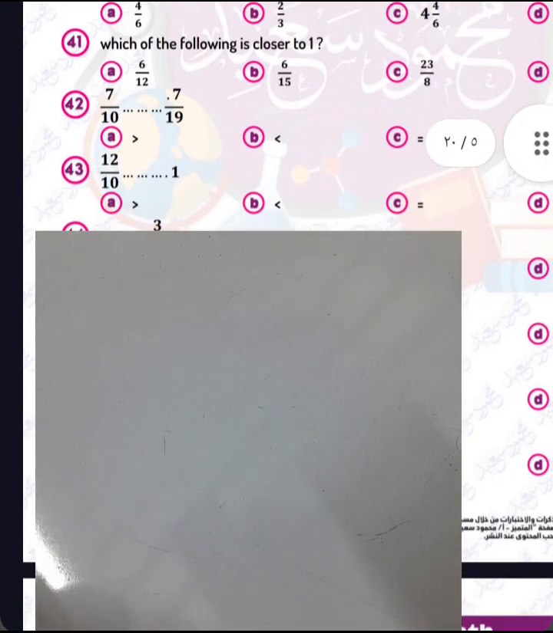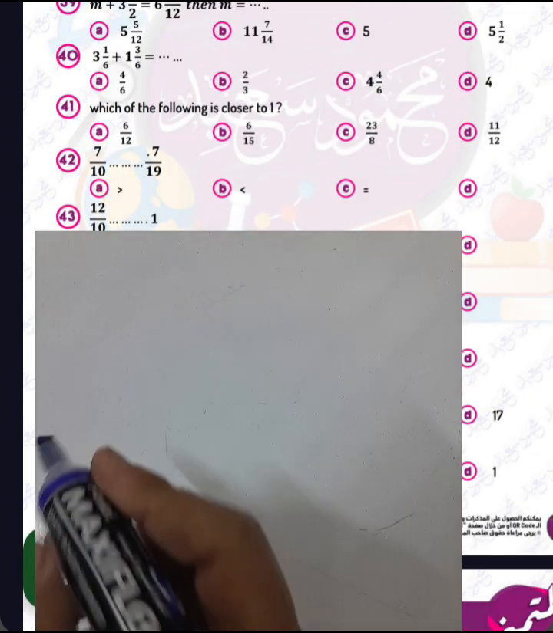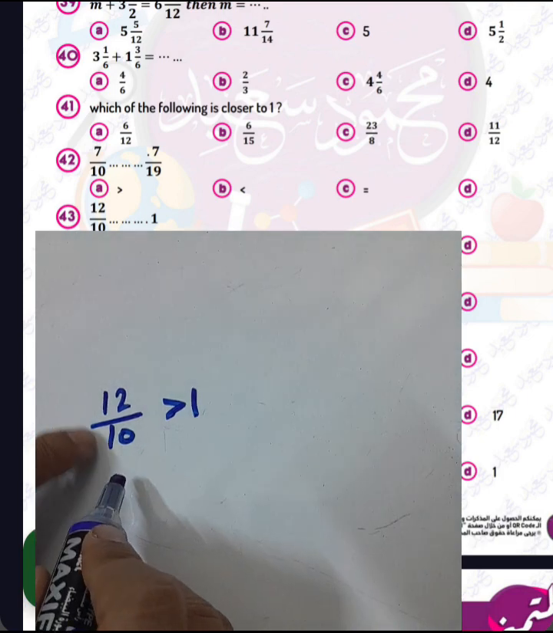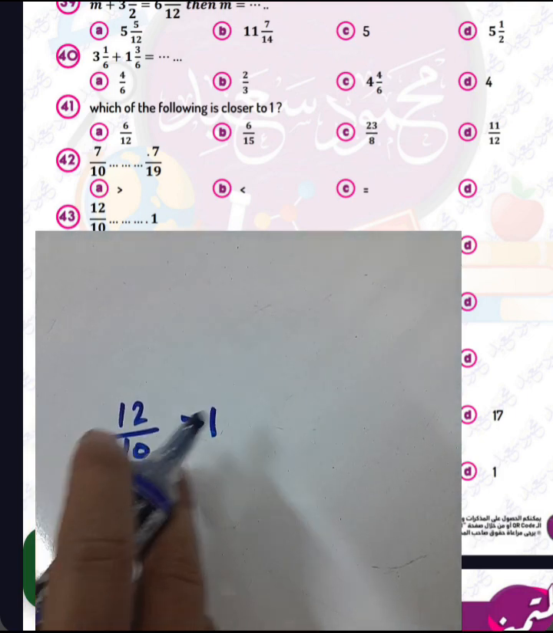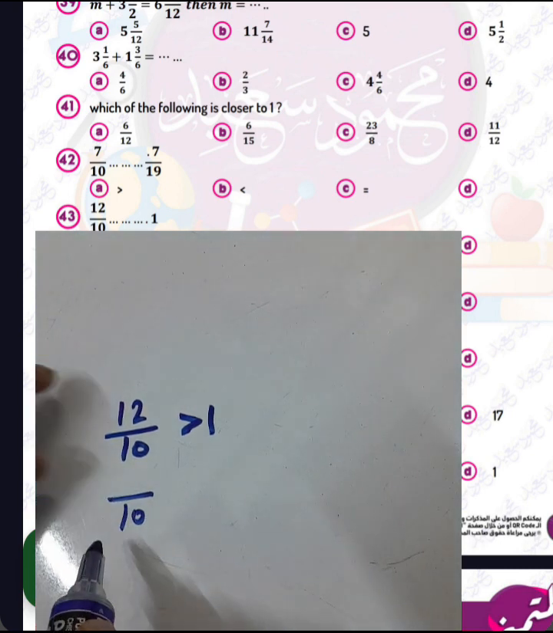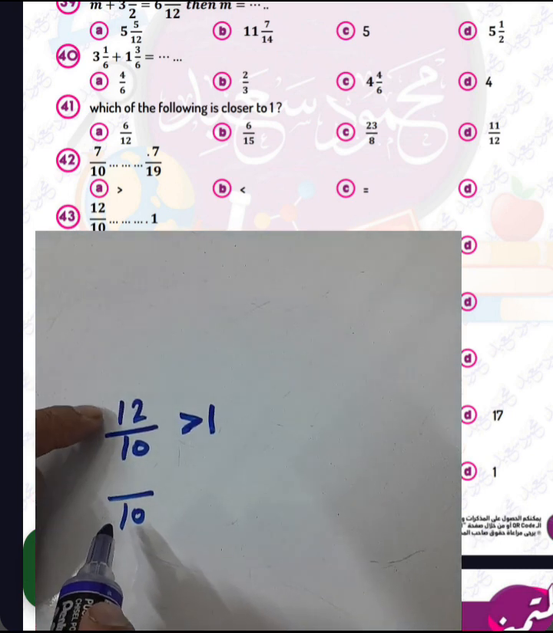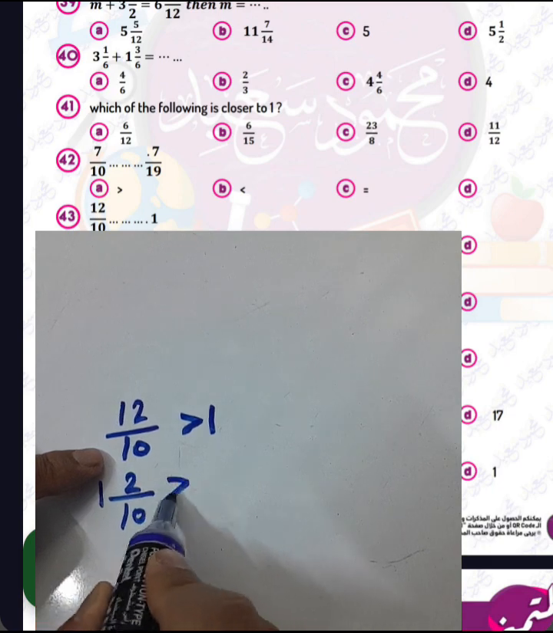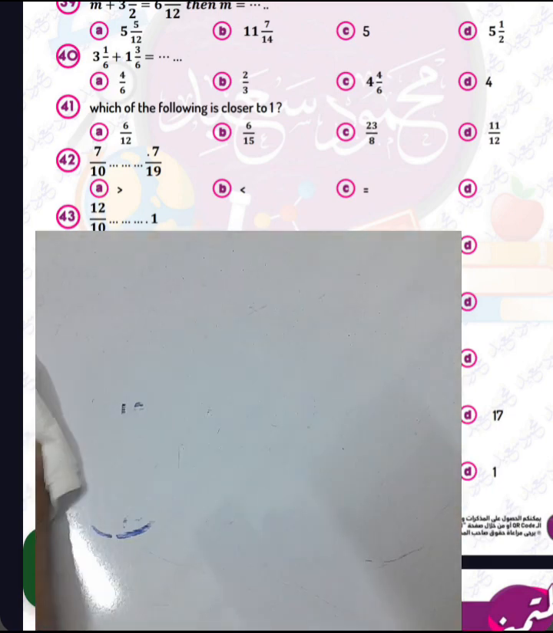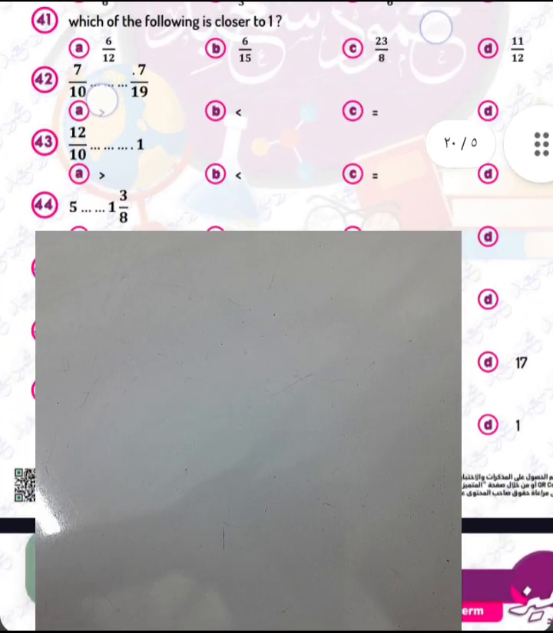Question 34. 12 over 10 is greater than 1, because 12 over 10 we call improper. Any improper fraction is greater than 1. Or you can convert this number from improper to a mixed number. 12 divided by 10 equals 1 and remainder 2. Then 1 and 2 over 10 is greater than 1. Next question.